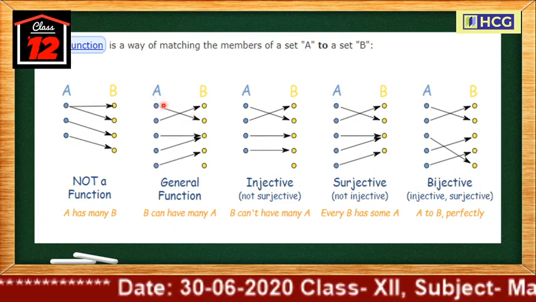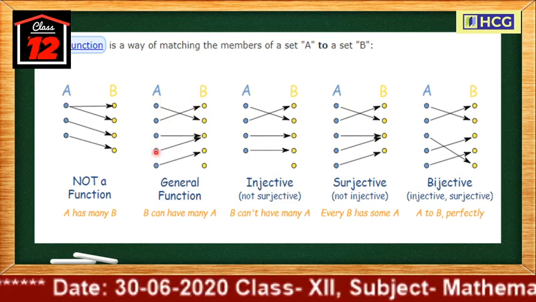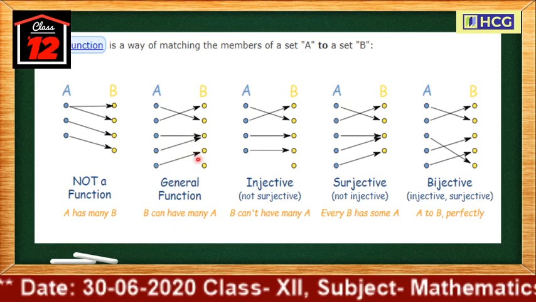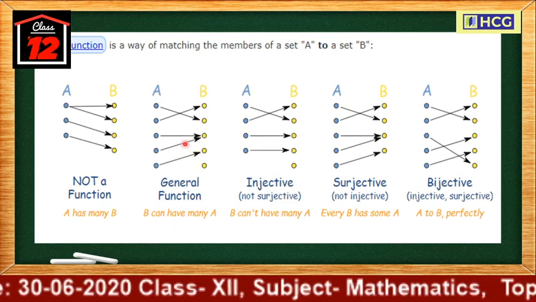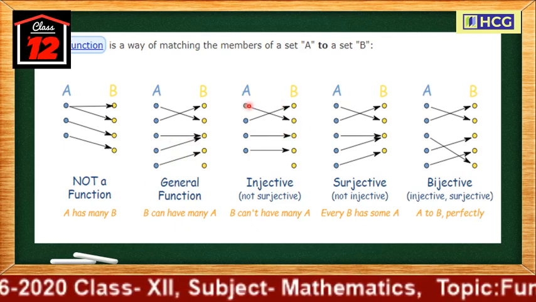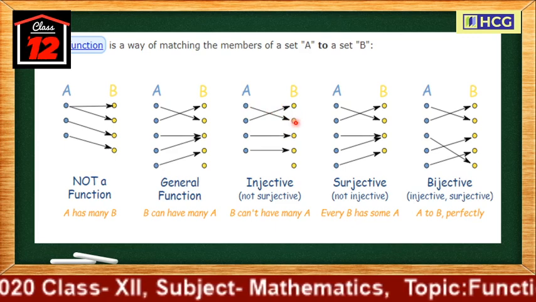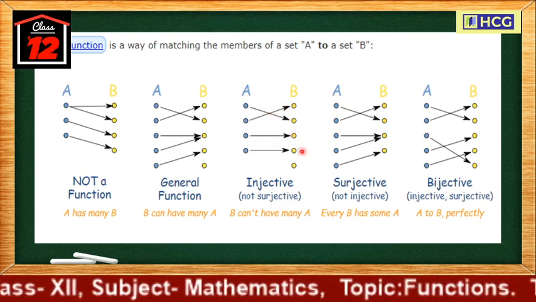Now in the second figure, this maps to this, this maps to this, and this element in B has no image. So therefore this is a function, the general function. Now we see the third figure. This blue dot maps to this yellow dot, this to this, this to this, this to this.